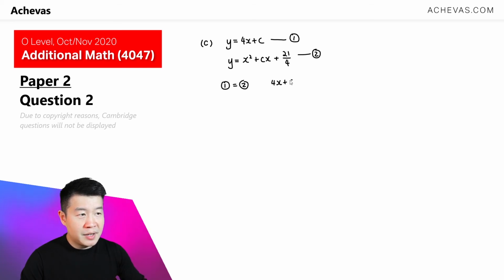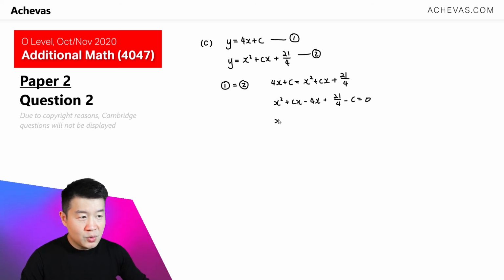So 4x plus c is equal to x squared plus cx plus 21 over 4. Then shifting everything over to the right-hand side, we have x squared plus cx minus 4x plus 21 over 4 minus c. This is equal to 0. So combining all the coefficients together for the same powers of x, we have this as c minus 4 x, then plus 21 over 4 minus c. This is the term that is independent of x.